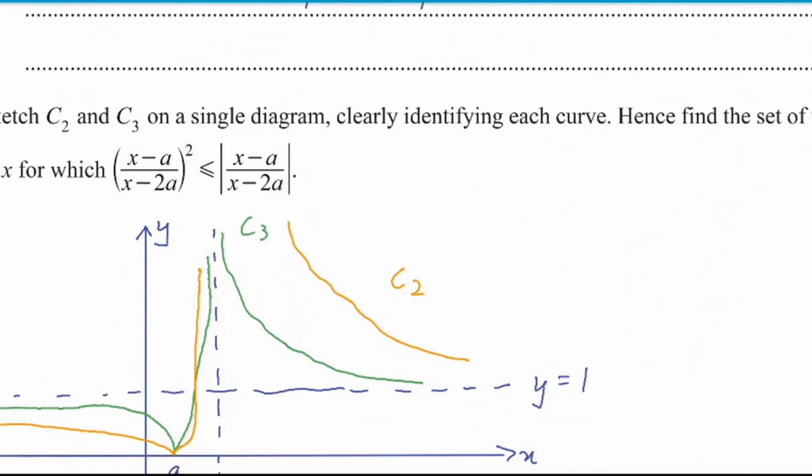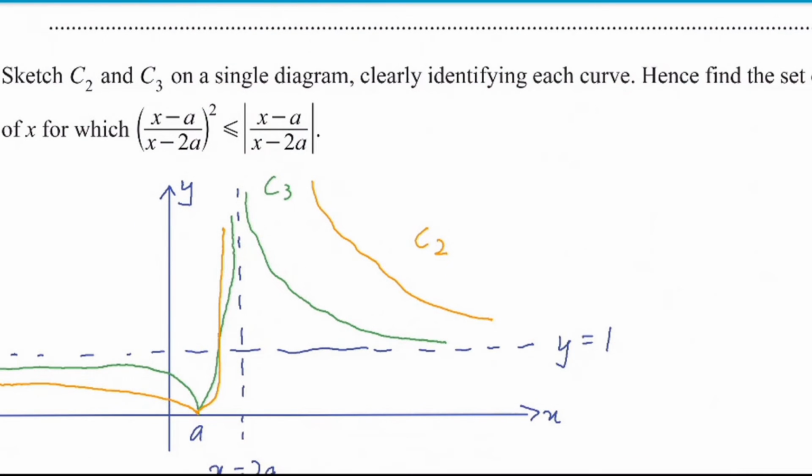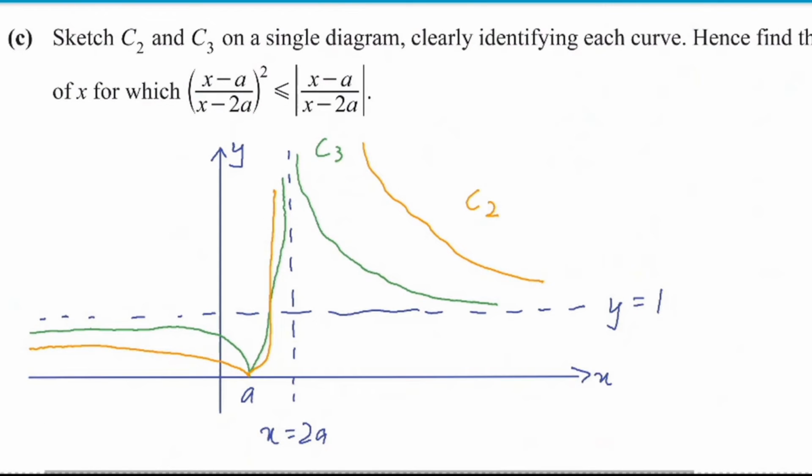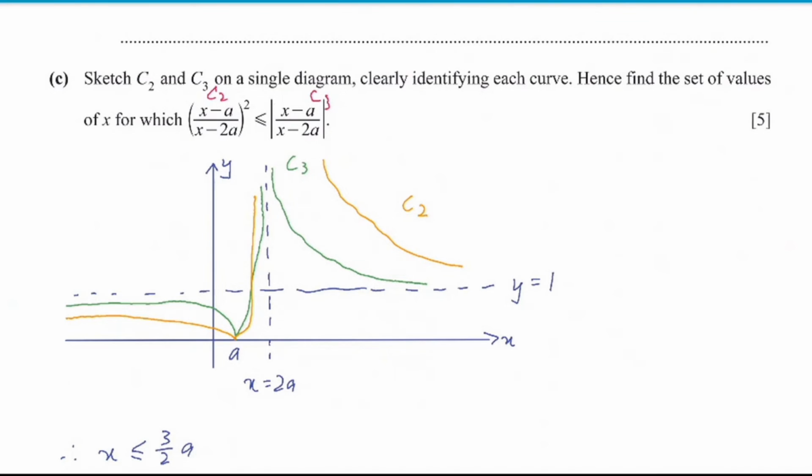Sketch the C2 and C3 on a single diagram, identifying each curve. Hence, find the set of values of x for which C2 is less than or equal to C3. So we look at the situation here. This is C2, this is C3. Which one is actually easier to sketch? The answer is C3, because C3 is just a reflection. So we can sketch C3 first. You can see the green one here is C3.